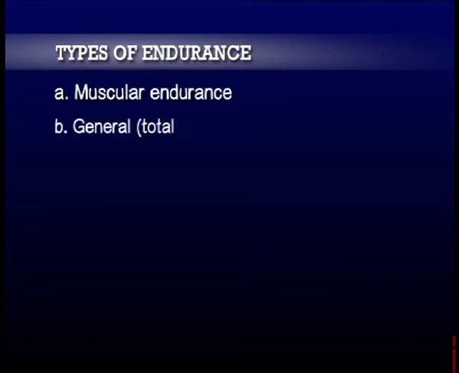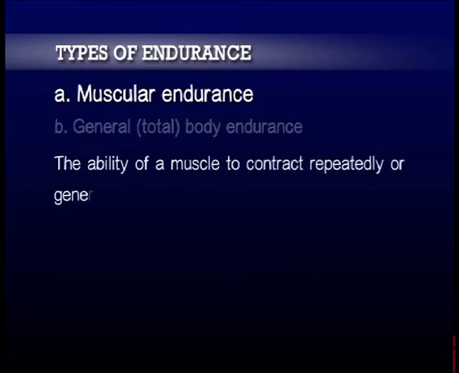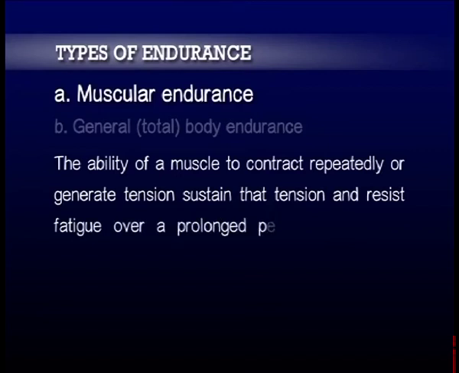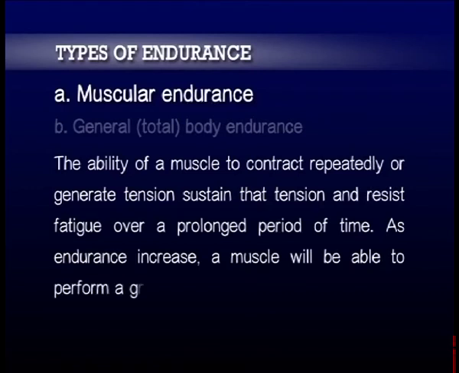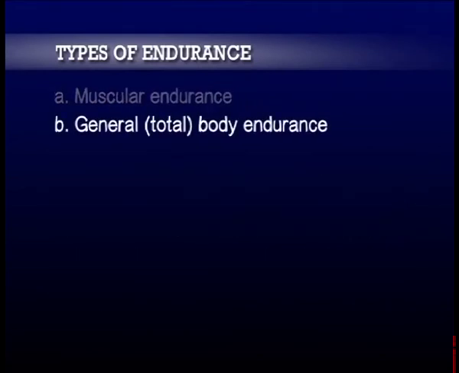Here come the types of endurance. First one is muscle endurance, and second one is general or total body endurance. First, muscular endurance: the ability of a muscle to contract repeatedly or generate tension, sustain the tension and resist fatigue over a prolonged period of time. As endurance increases, a muscle will be able to perform a greater number of contractions or hold against a load over an extended time. And the second one is general or total body endurance.